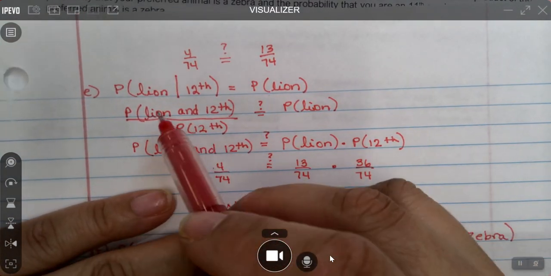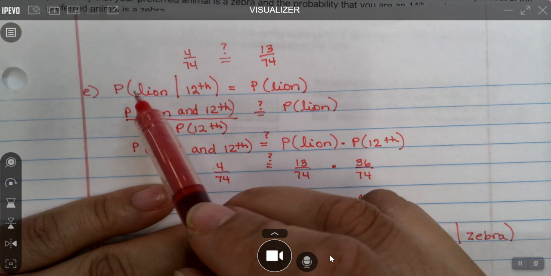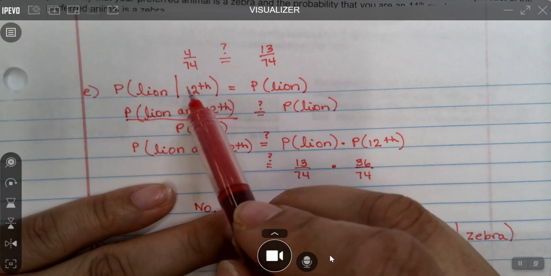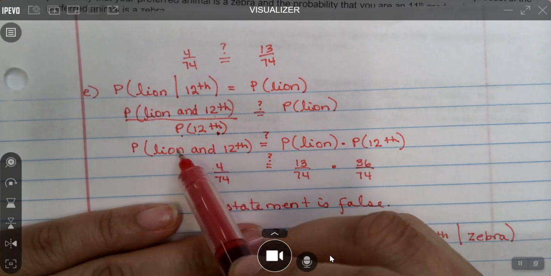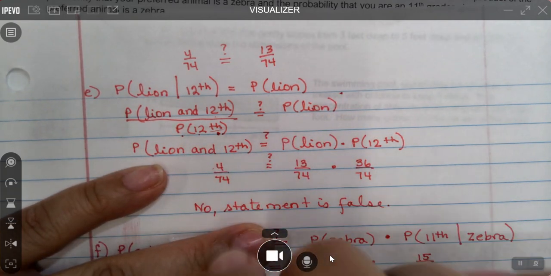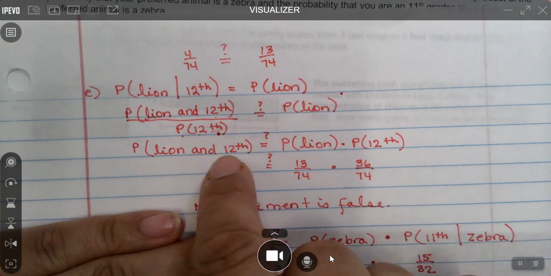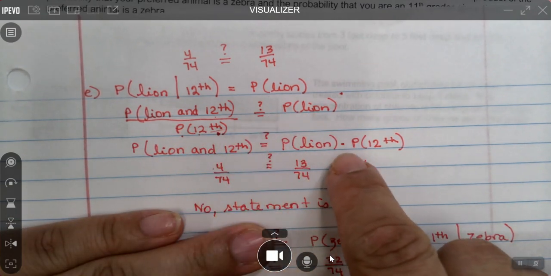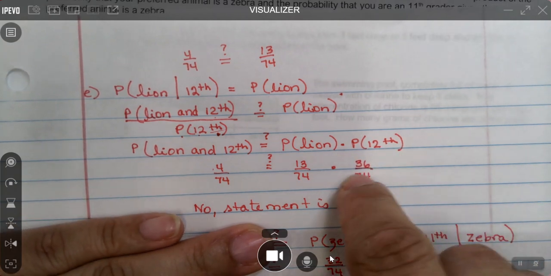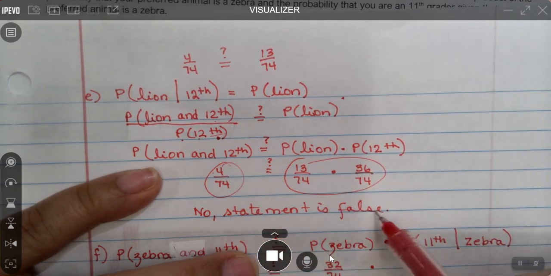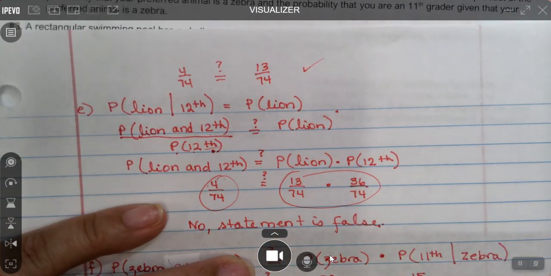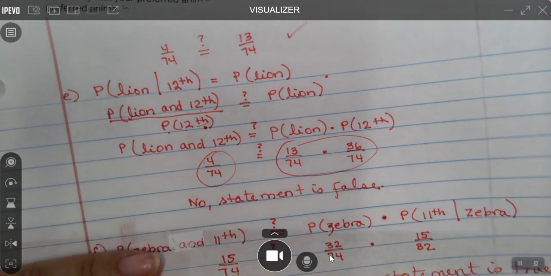I went the long way, of course. I rewrote this. This is conditional, so this is the probability of both over the probability of being a 12th grader. And then I cross multiplied, right? This times that. So the probability of both, is that equal to lion times the probability of being a 12th grader? And when I multiplied, I got a false statement. This side does not equal that product, so it's false, which is the exact same result from here. Okay, it's false. All right. F.